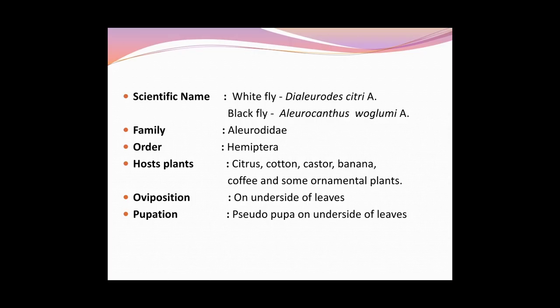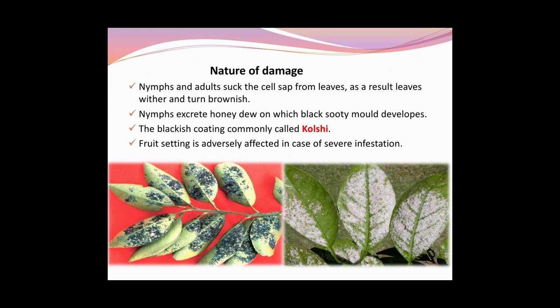The oviposition, meaning the site of egg laying of this pest, is on the underside of the leaves, and pupation takes place, or the pseudopupa, on the underside of the leaves. Then next point is how this pest damages the plants, means the nature of damage.